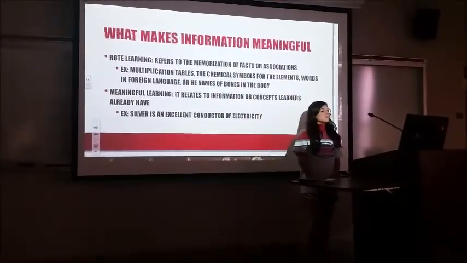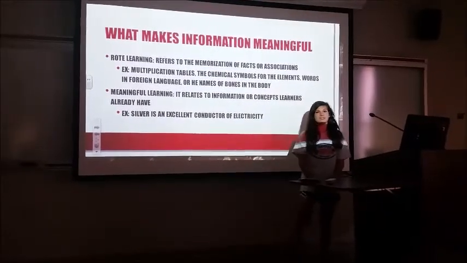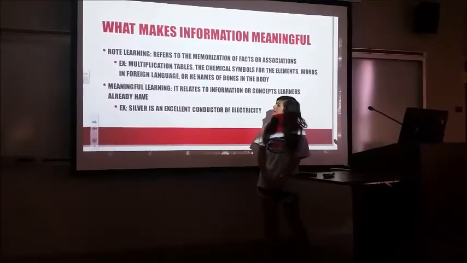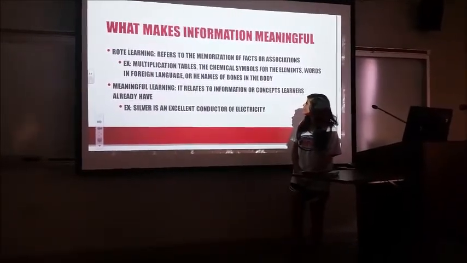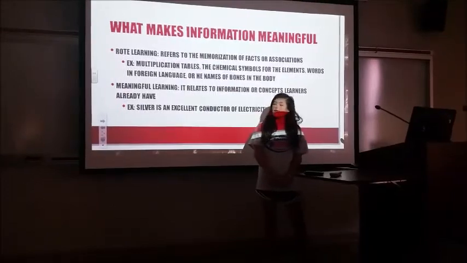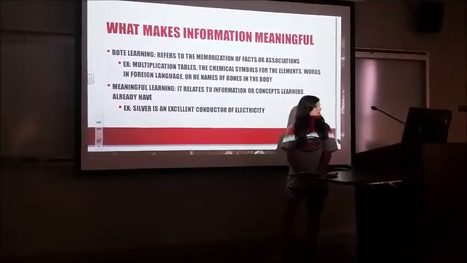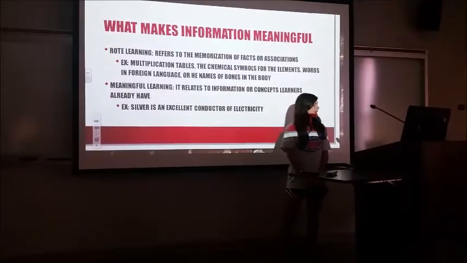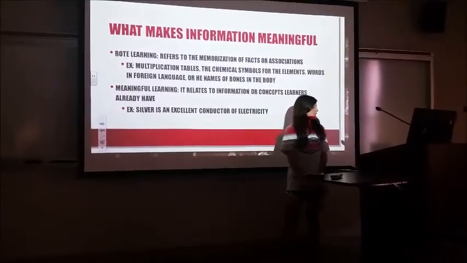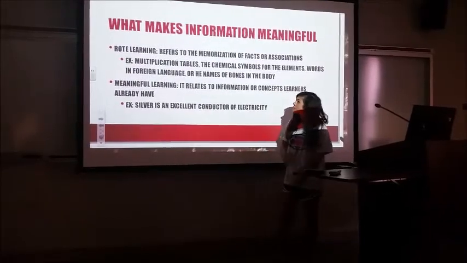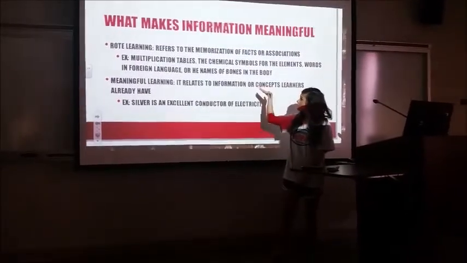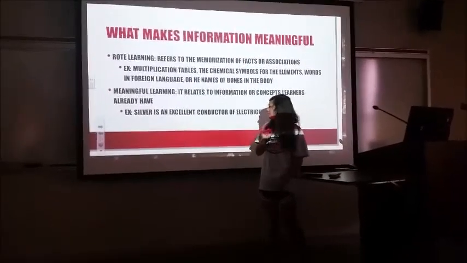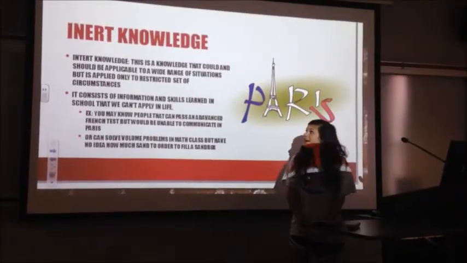Rote learning refers to the memorization of facts or associations. For example, you can memorize the bones in the body, the chemical symbols on the periodic table, and multiplication tables. Meaningful learning relates to information or concepts learners already have. So, silver is an excellent conductor of electricity. This adds on from when you memorize the chemical symbols, and you can add on that silver is an excellent conductor of electricity.